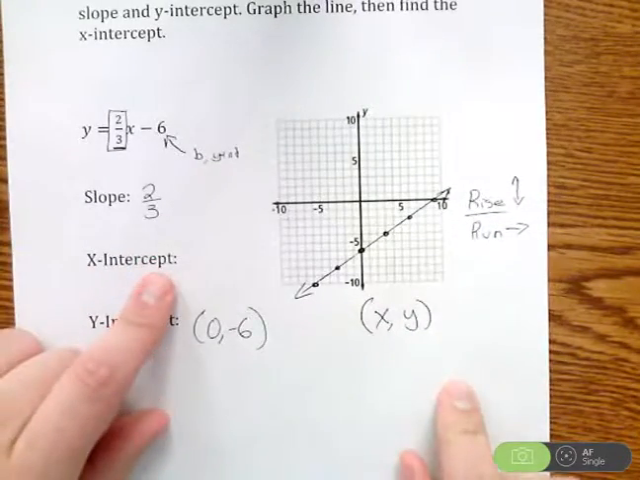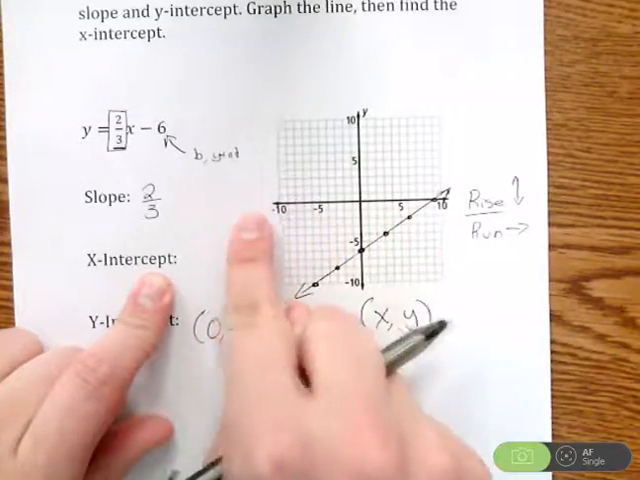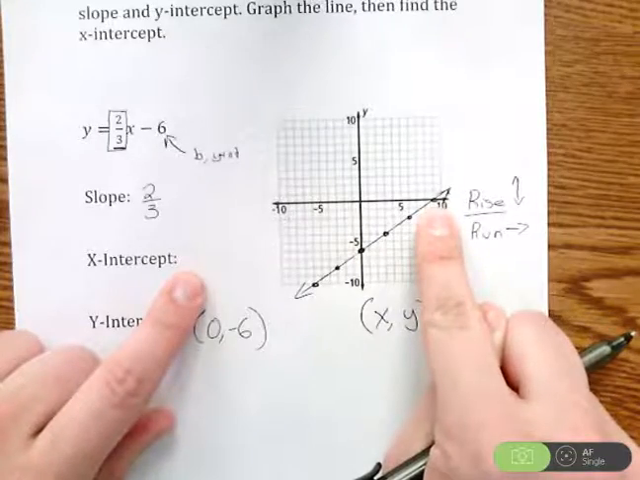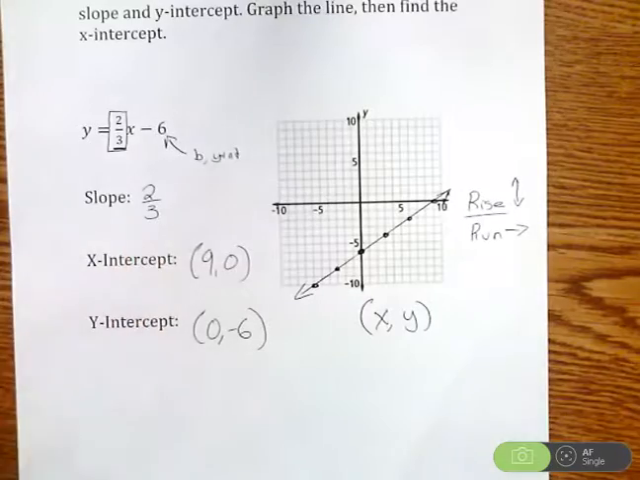So now I'm ready to find the x-intercept. I just need to see where we cross the x-axis, which is this one. We cross all the way down here. So I just need to write the xy coordinate, and the xy coordinate of that is (9, 0).